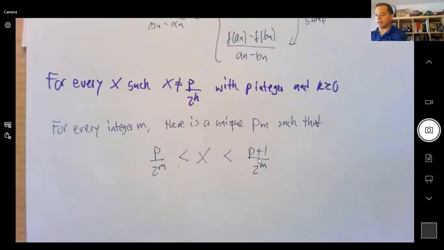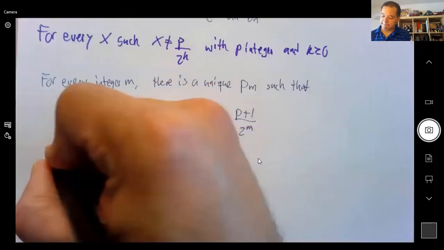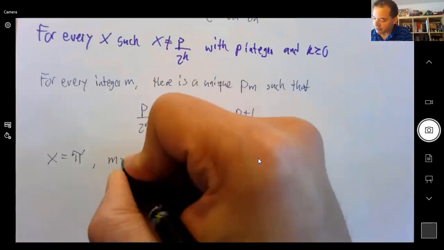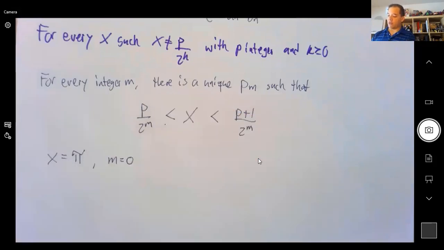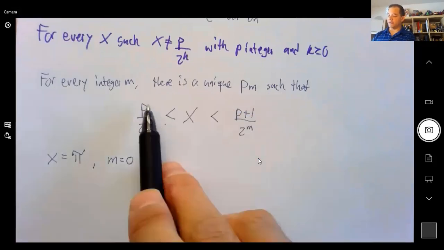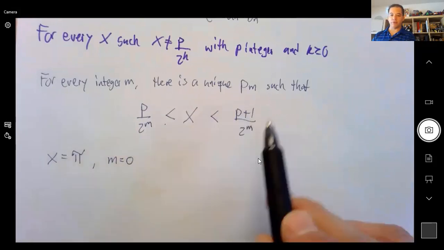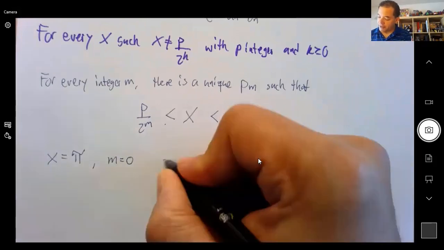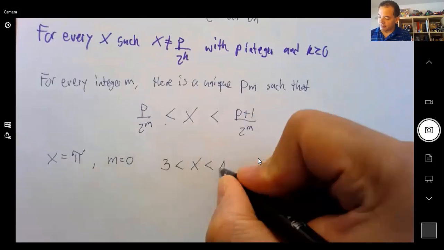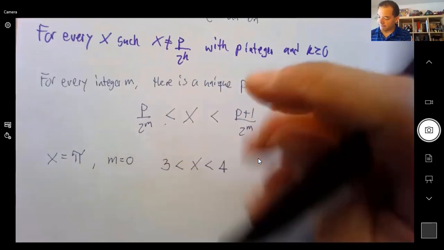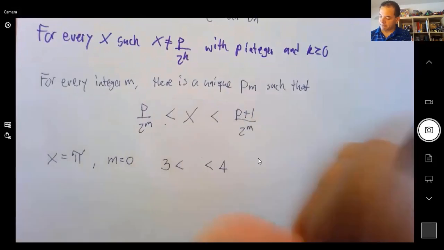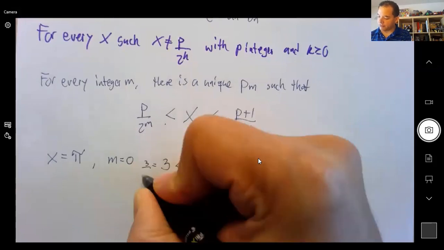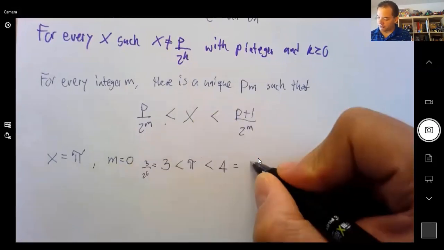Yes, let me give you a little example. So imagine that x is pi, right? And let's start with m equals 0. So I want to pinpoint pi between an integer over 2 to the 0 and the next integer divided by 2 to the 0. That's easy, right? That's the number 3. So we know that 3 is less than x is less than 4, because pi is between 3 and 4, correct? So it works. This p is the same as 3 over 2 to the 0, and this 4 is the same as 4 over 2 to the 0.